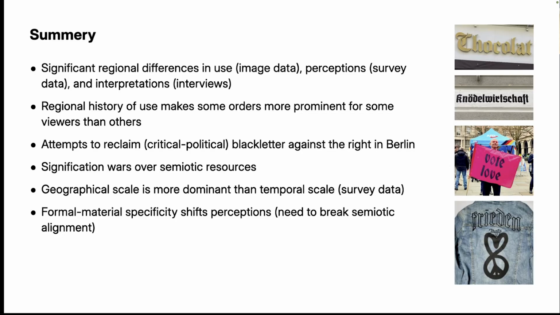You tell me, I'm wondering if my approach to orders of indexicality might be a way to trace how this layers and how resemiotization happens and how this indexical field around blackletter develops. I'm interested in the fact that the geographical scale seems to be more dominant. So it's more important where you are, how you perceive it, as opposed to how old you are. That surprises me. And another very important point, and I'm going to stop in 1 second.